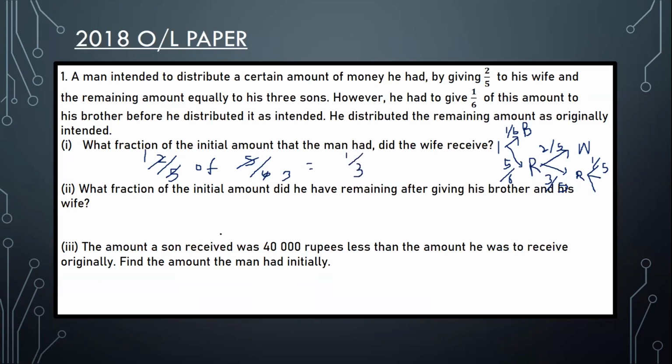Okay. What fraction of the initial amount did he have remaining after giving his brother and his wife? So for brother, he gave 1/6. For wife, he gave 2/5. So the total amount he has given is 1/3 plus 1/6 for wife and brother. So if you simplify, you have to make the denominator same. So 6 is the least common multiple. You have to multiply by 2. So that is going to be 3/6.